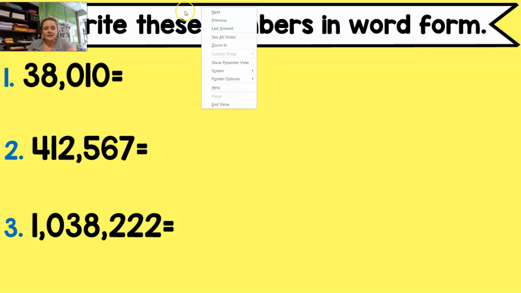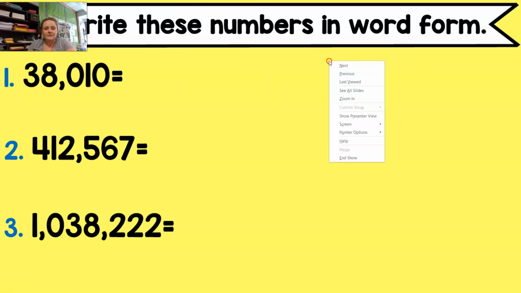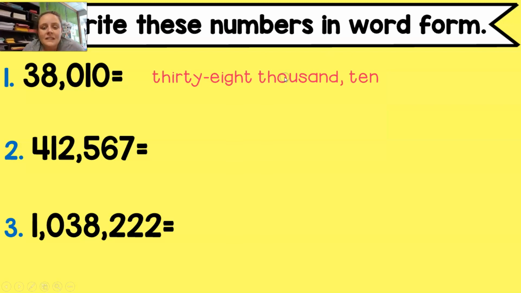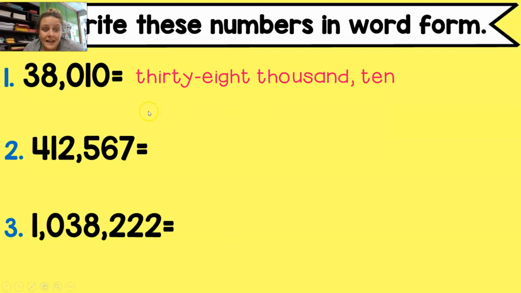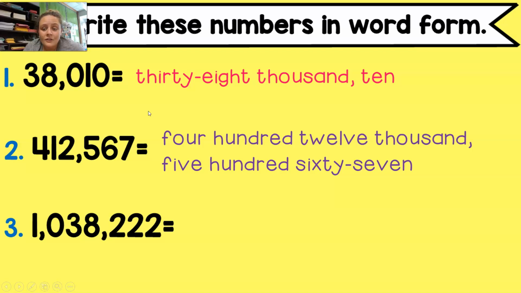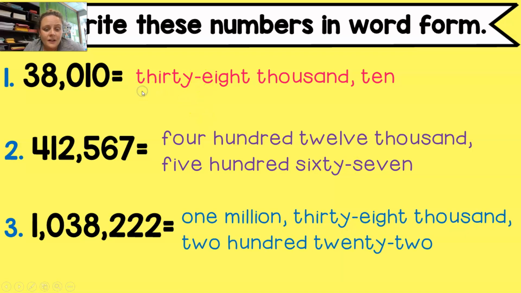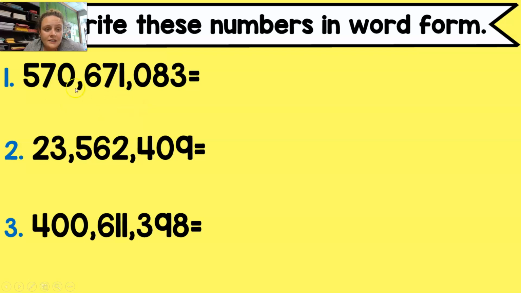Welcome back. Let's check them out. Let's see how we did. 38,010. 412,567. Got that hyphen in there and there because it's between 21 and 99. How you doing so far? 1 million, comma, 38,000, comma, 222. Awesome job. They're getting harder. Pause the video and give these a shot. Write them out.